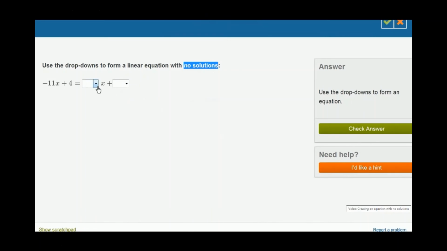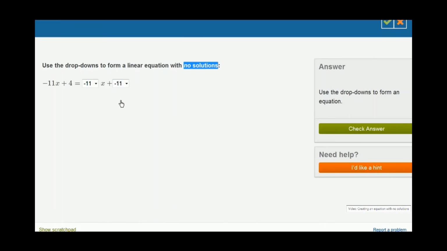So we can pick the coefficient on the x term, and then we can pick the constant. So if we made this negative 11x, so now we have a negative 11x on both sides. Here on the left-hand side, we have negative 11x plus 4. If we do something other than 4 here, like, say, negative 11x minus 11, then we're not going to have any solutions.